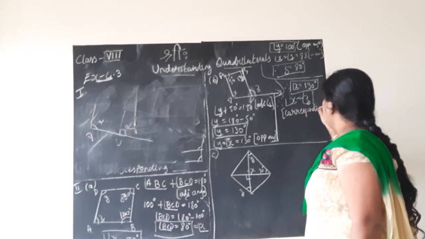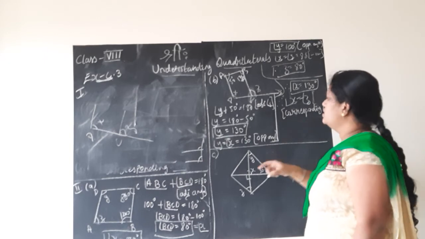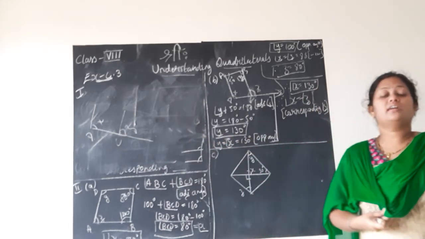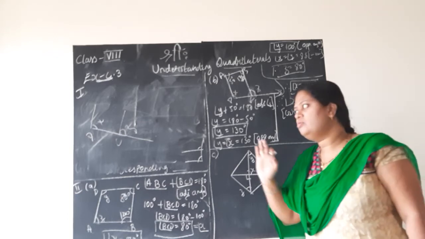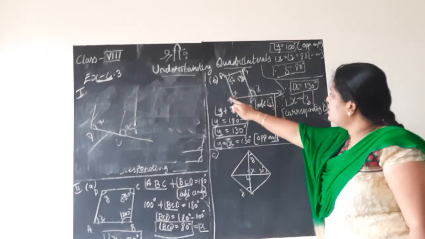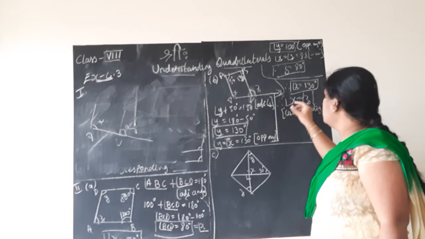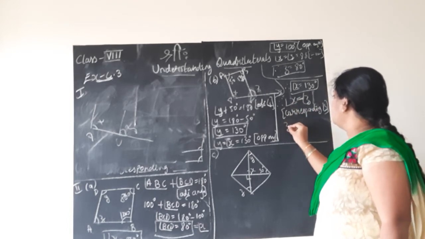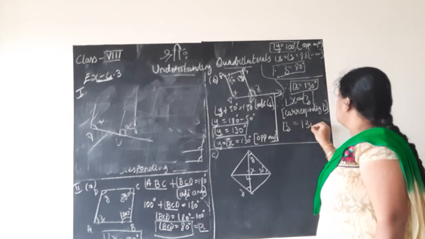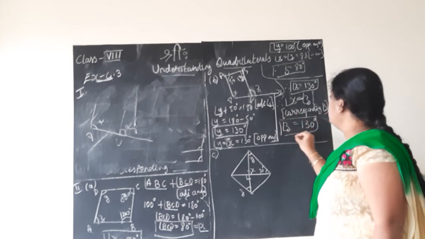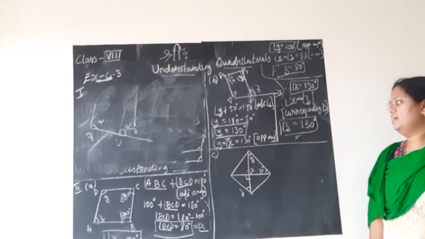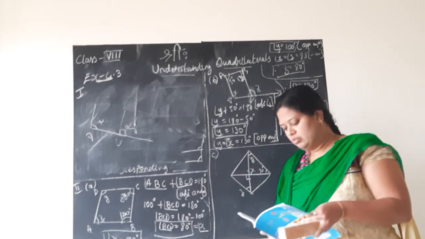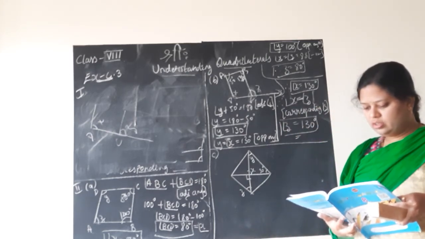Z-shaped angles are alternate angles. F-shaped angles are corresponding angles. You will study in detail next year. For now, just keep this in mind. Since these two angles make corresponding angles, angle x is equal to angle z, and angle z is also clearly equal to 130 degrees. Hence, we have found out angle x, angle y, and angle z. Like this, you should solve, children. Next, we shall move on to the third problem.